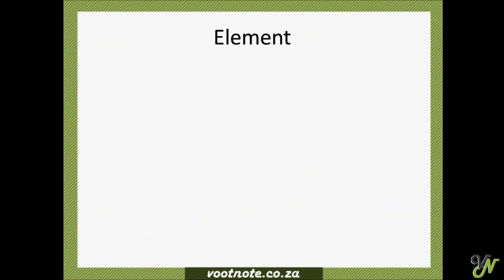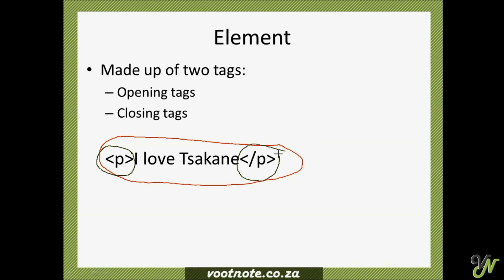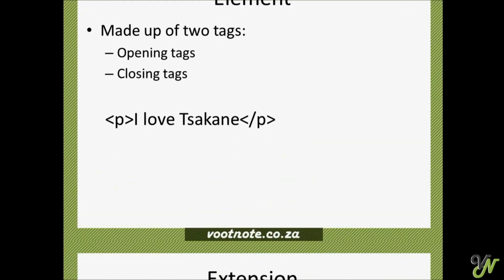A lot of people confuse tags with elements. The only difference between tags and elements is that an element is made up of two tags, which is an opening tag and a closing tag. In this example here, we are looking at an element. The element is made up of an opening tag and a closing tag. These together make an element.